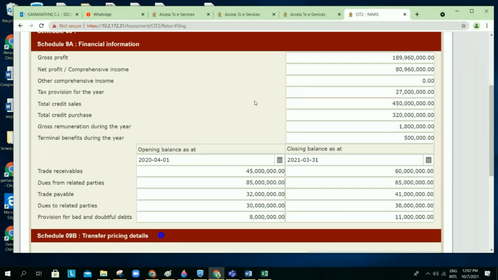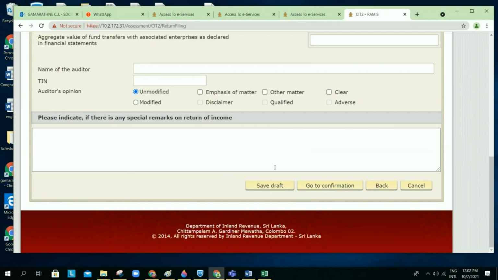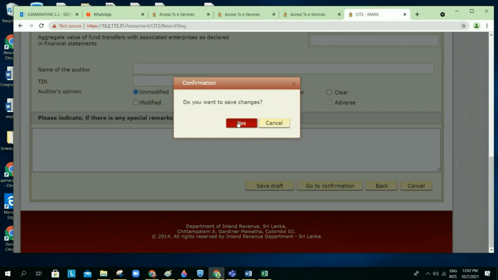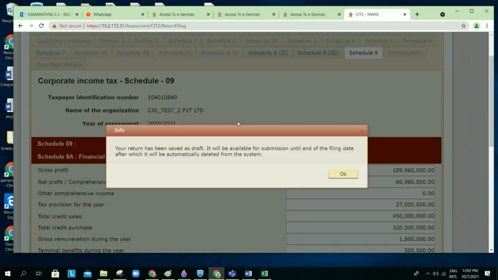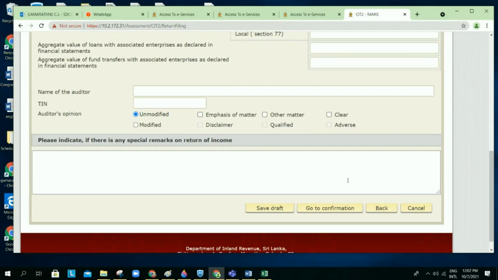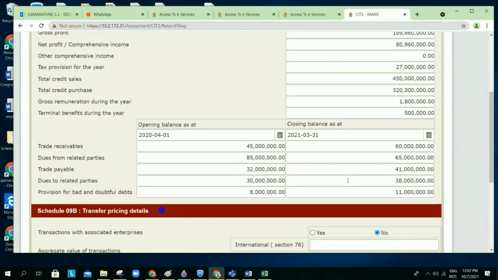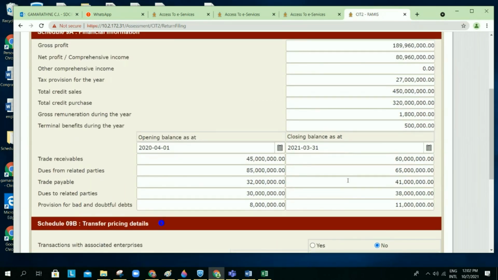Schedule 9B mainly covers two parts, transfer pricing requirements and auditor details, as well as the taxpayer comments. Under transfer pricing requirements, you have to select whether transfer pricing is applicable or not. Under transfer pricing, you have to complete certain things. Then under the schedule section, the amounts and aggregate values are included. Likewise, those details related to transfer pricing should be included.